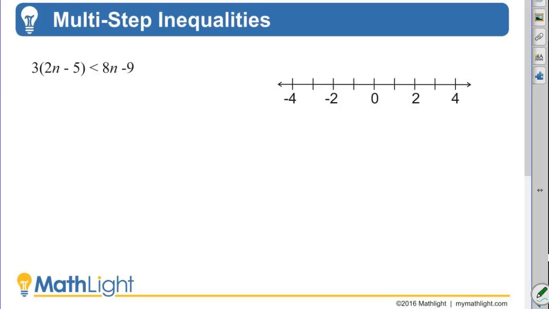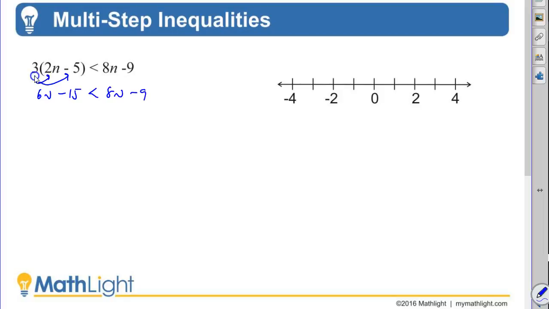All right, this is the quick review, and we've got multi-step inequalities. And remember, you solve an inequality just like an equation with the one exception, and we'll get to that in a moment. All right, so we got to distribute here. 3 times 2n is 6n. 3 times a negative 5 is a negative 15 less than 8n minus 9.